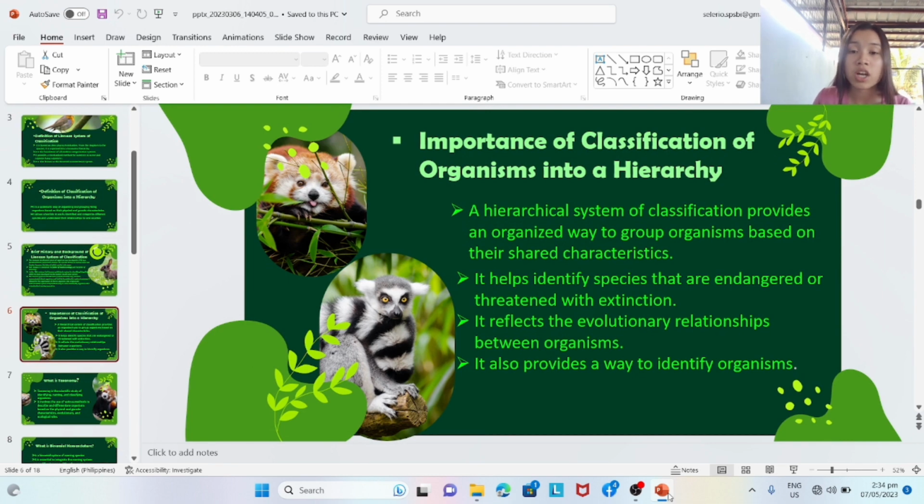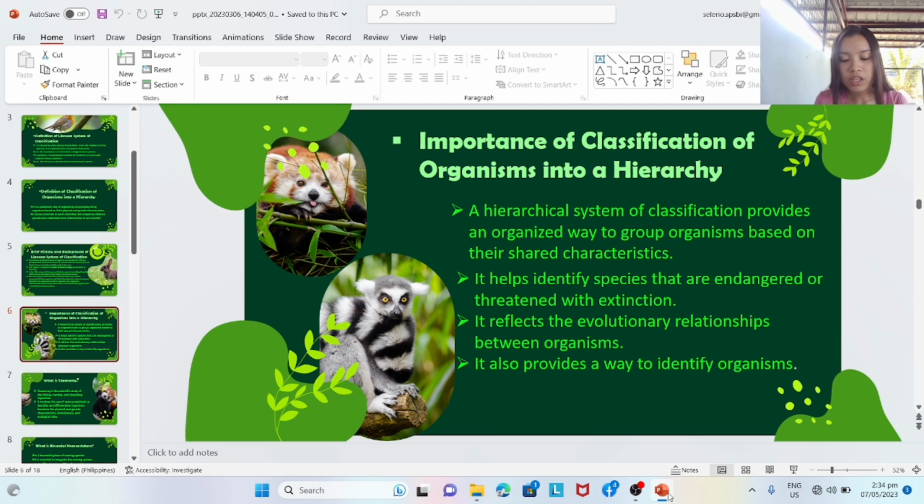Importance of classification of organisms into a hierarchy. A hierarchical system of classification provides an organized way to group organisms based on their shared characteristics. It helps identify species that are endangered or threatened with extinction. Also, it reflects the evolutionary relationships between organisms. It also provides a way to identify organisms.